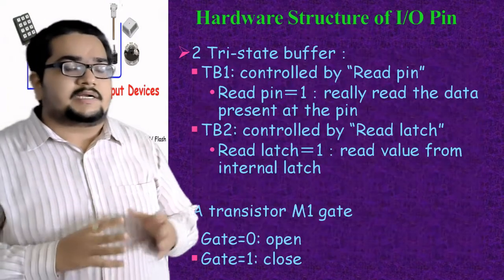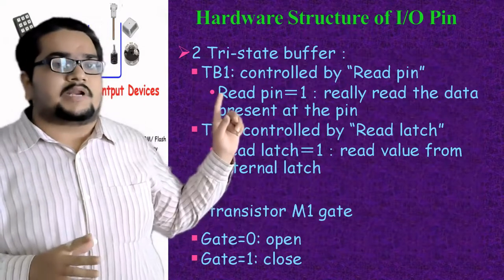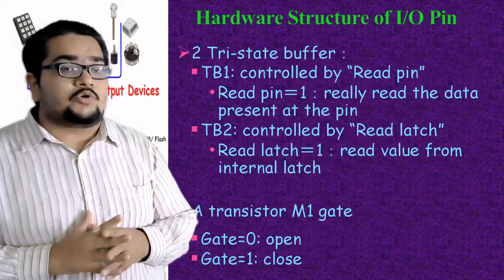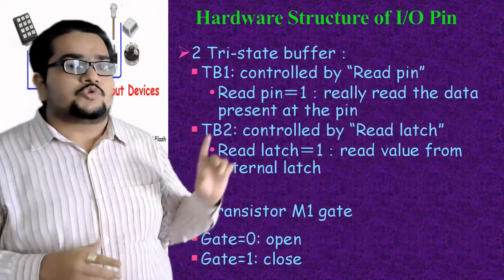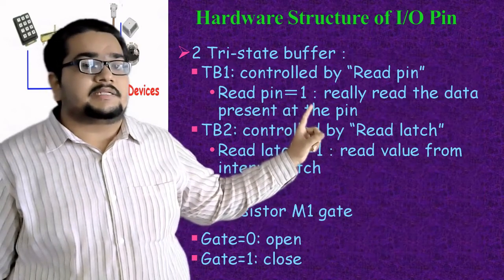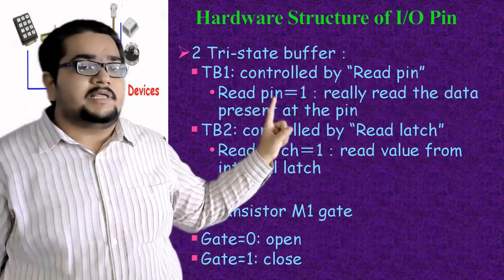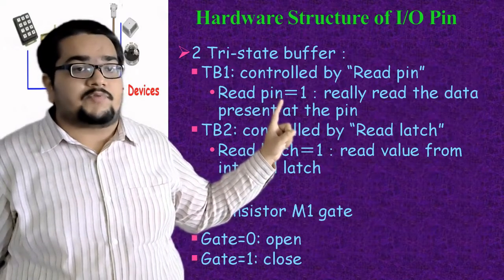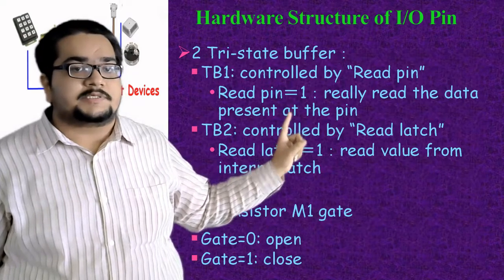About the next two things, that tri-state buffer. Two tri-state buffers are there, and one gating transistor is there. Tri-state buffer TB1 is controlled by the read pin. We have seen this in the diagram shown earlier. The read pin will be 1 when we are reading the data present at that pin. So for reading operations, the read signal will be made 1 from the processing unit of 8051 to indicate that these are reading operations.